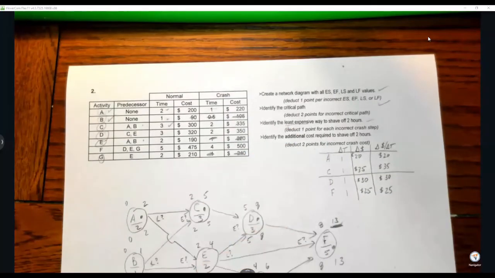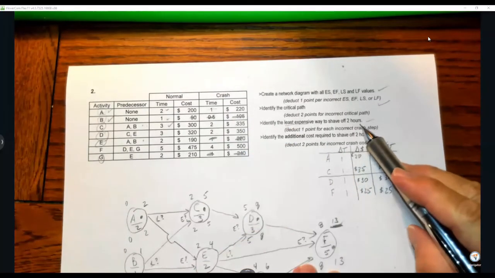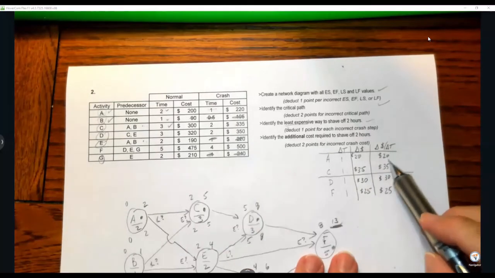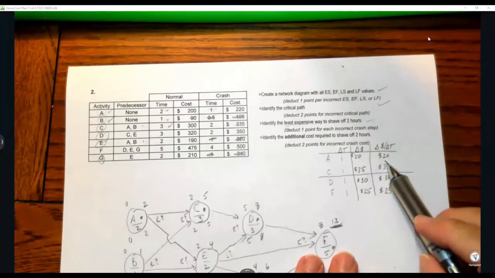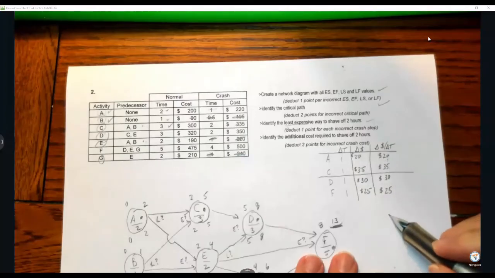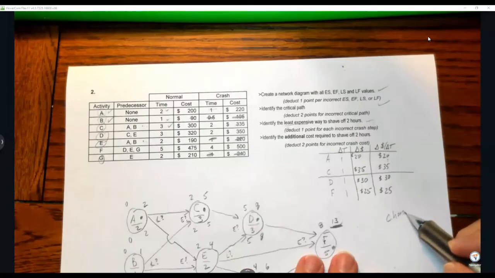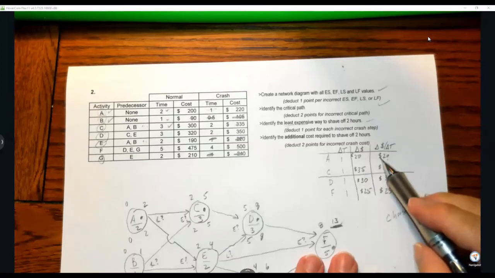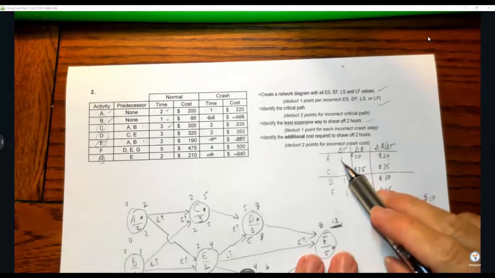So we say, all right, find the least expensive way to shave off 2 hours. Well, what's the cheapest way to shave off an hour? It's this one, which is $20. So what I'm going to do is choose A at $20, and that's my first hour.